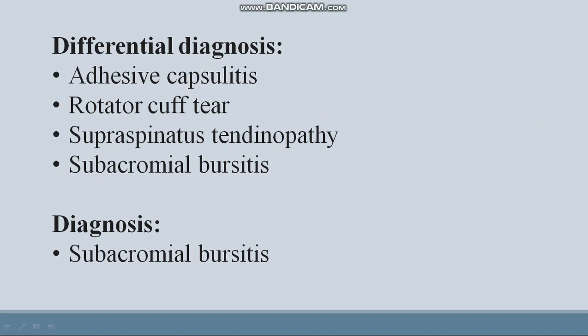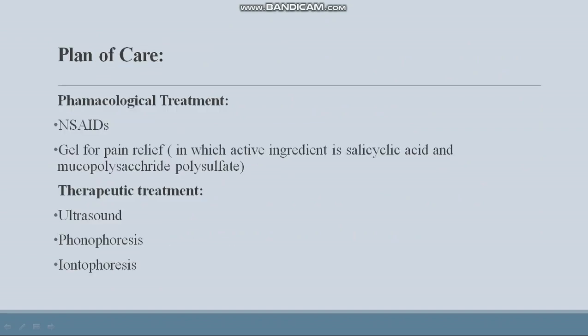Differential diagnosis: adhesive capsulitis, rotator cuff tear, supraspinatus tendinopathy, subacromial bursitis. Diagnosis: subacromial bursitis. Plan of care: pharmacological treatment.